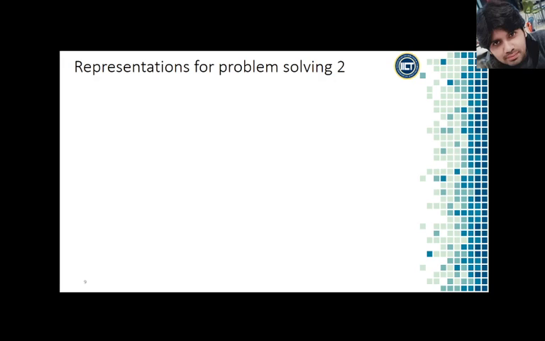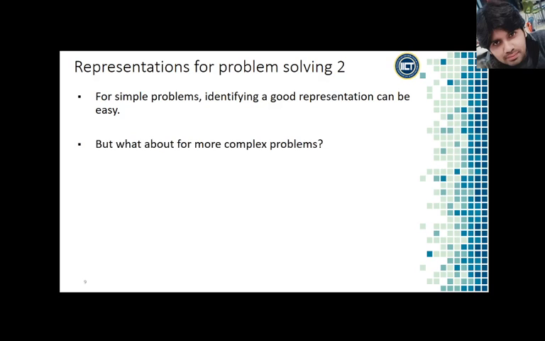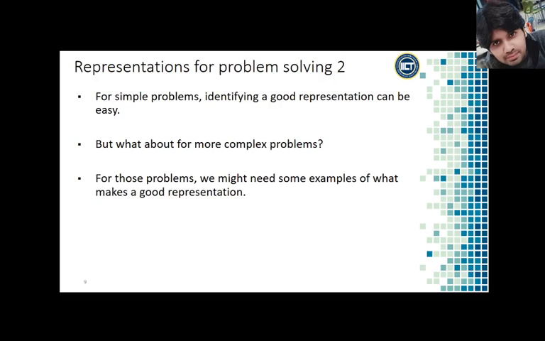Now let's take another example. For simple problems, identifying a good representation can be easy. But what about more complex problems? For those problems, we might need some examples of what makes a good representation. So let's try a complex example now.